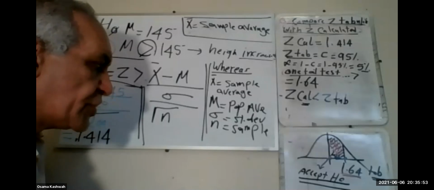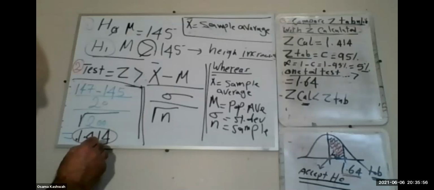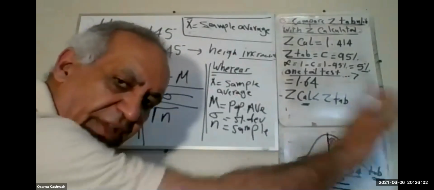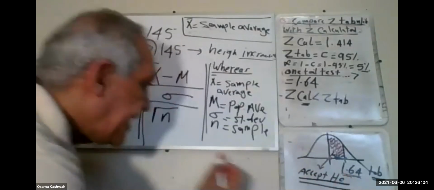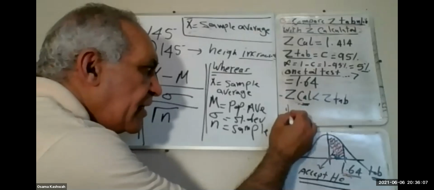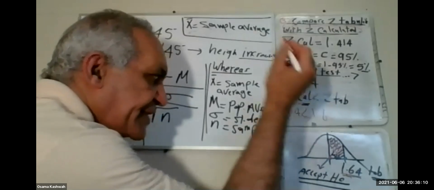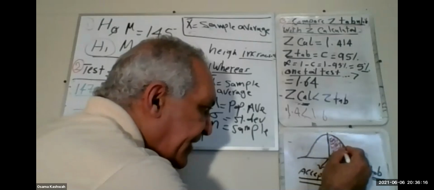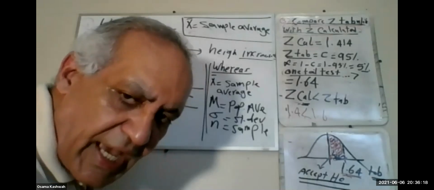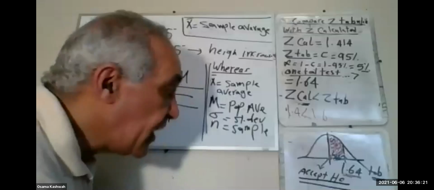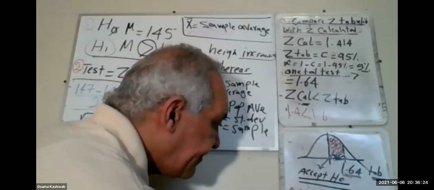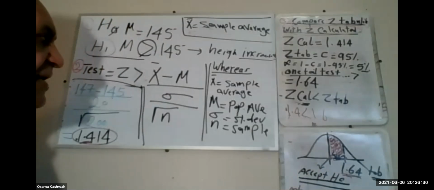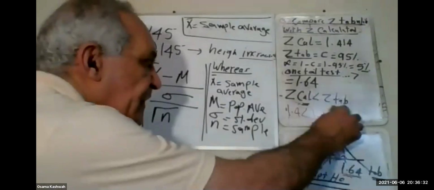The value which I have is 1.4. Compare 1.4 with 1.6, regardless of the other numbers. The calculated 1.4 is less than 1.6. So I came here in this area, which is the area of acceptance. Acceptance of what? Acceptance of H0. Then I will make my decision: accept H0. The final step is the decision. I will write it here.